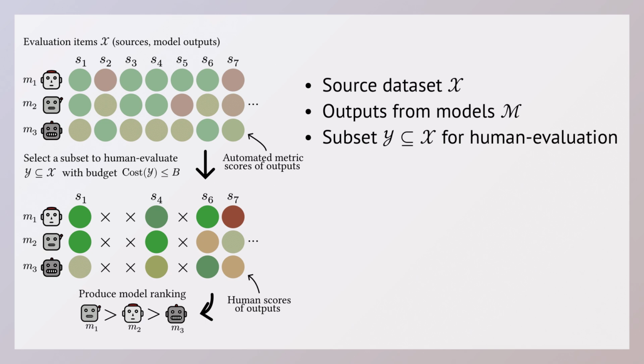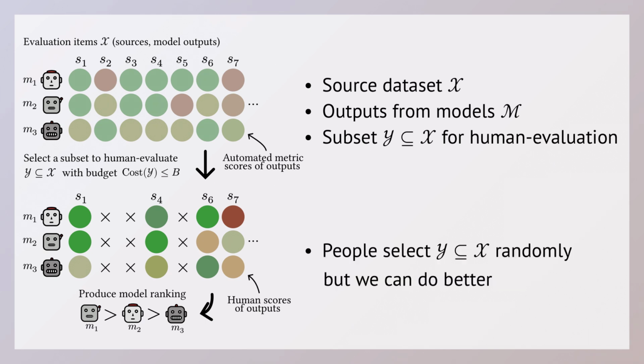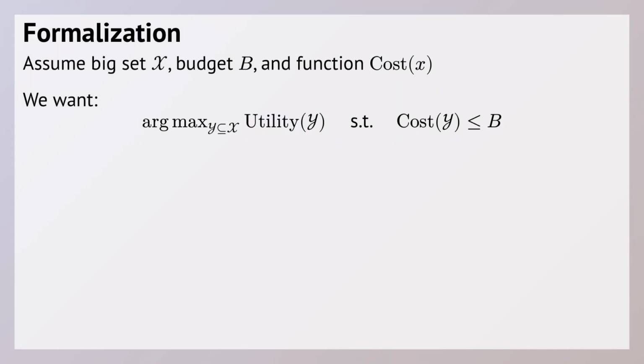We have a set of sources X, some models M, and we wish to find a good subset. Of course, you can take a random subset, which is what the majority of practitioners would do. That is surprisingly a strong baseline, but we can do better. Now let's put it together. We also have a cost function, which limits the size or some other cost of the subset, and we wish to maximize some utility of the subset. We'll define this utility for evaluation later.